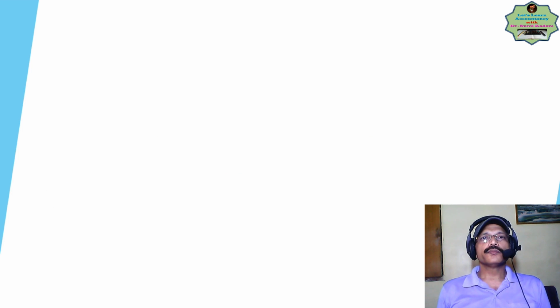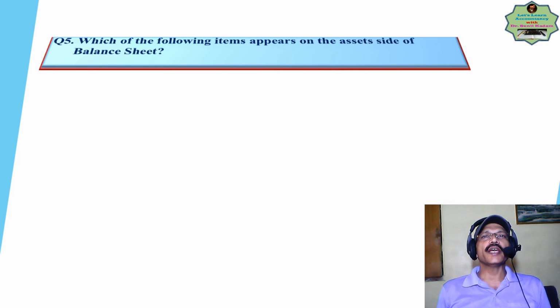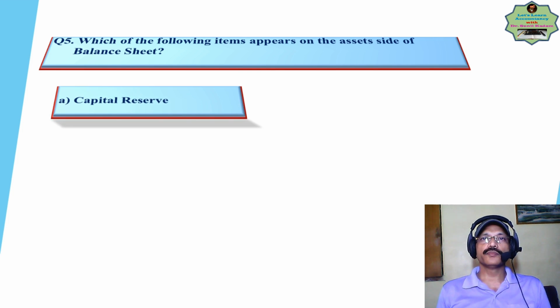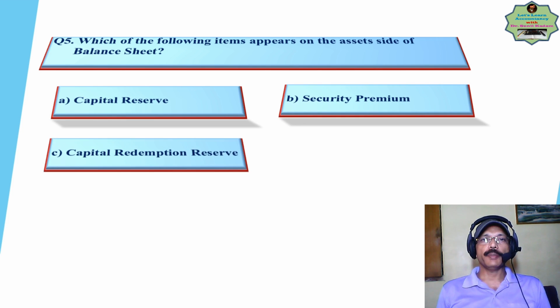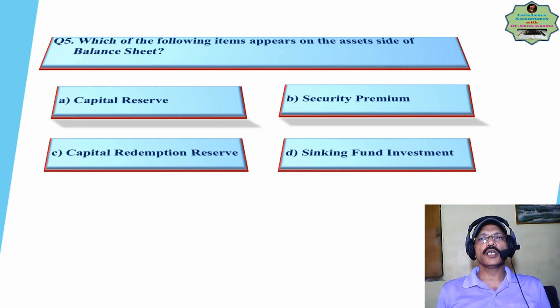Let's move on. Which of the following items appears on the asset side of a balance sheet? The items are: capital reserve, securities premium, capital redemption reserve, sinking fund investment. The MCQ asks which of the following items appears on the asset side of a balance sheet.